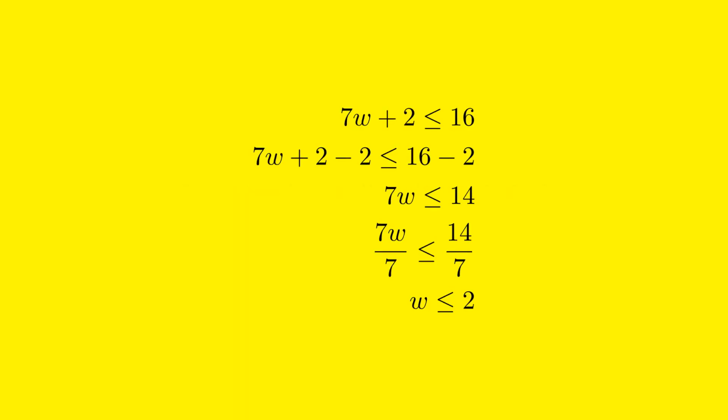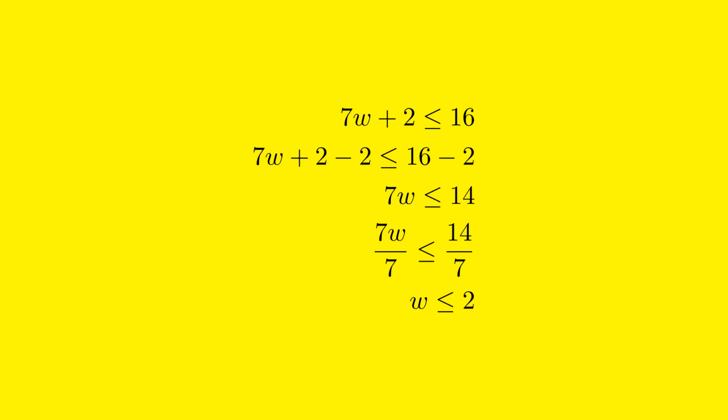To solve the inequality 7w plus 2 less than or equal to 16, we start by isolating the variable term. Our goal is to get w by itself on one side of the inequality. First, subtract 2 from both sides of the inequality. This will help us get rid of the constant term on the left side. So, 7w plus 2 minus 2 is less than or equal to 16 minus 2. The expression on the left side becomes 7w, and the expression on the right side becomes 14.